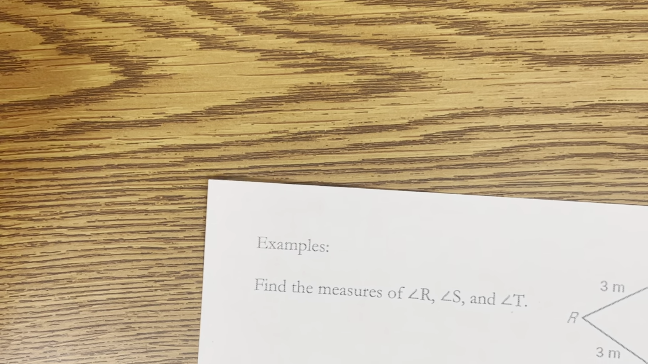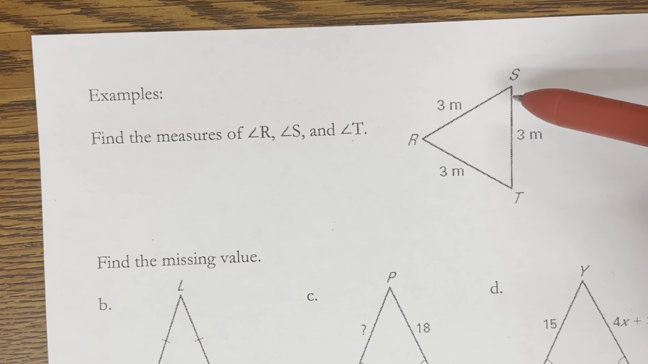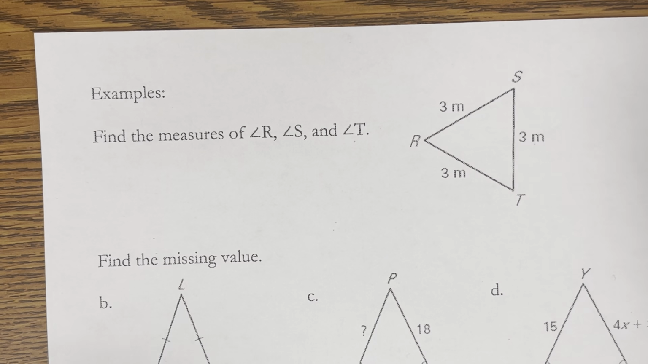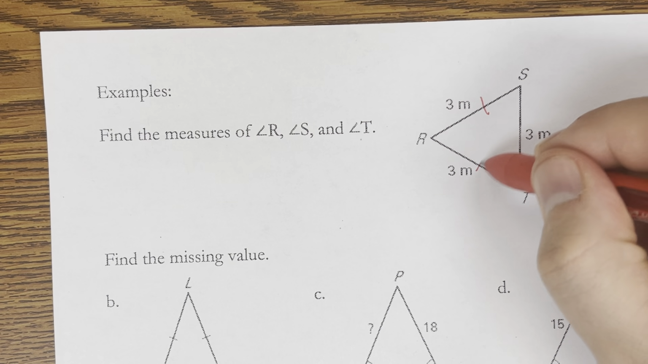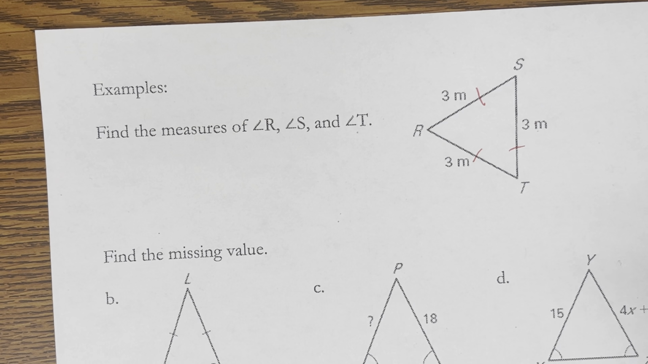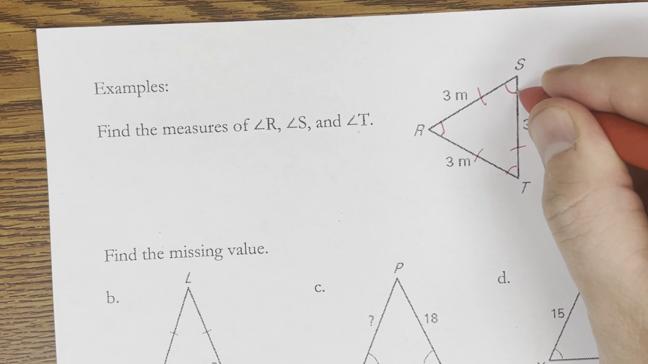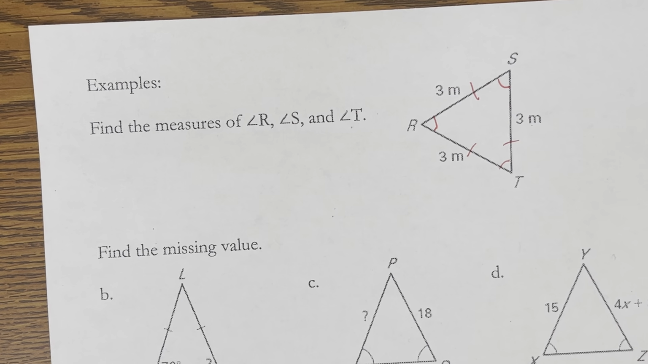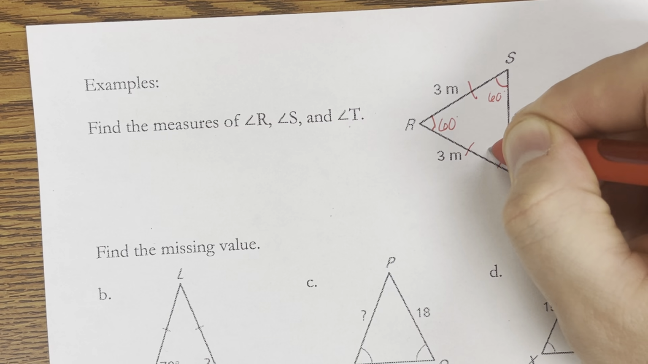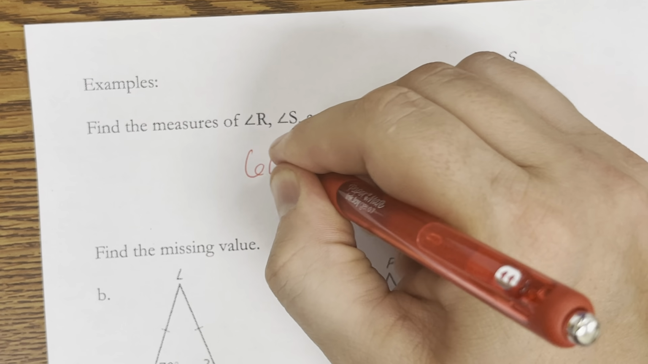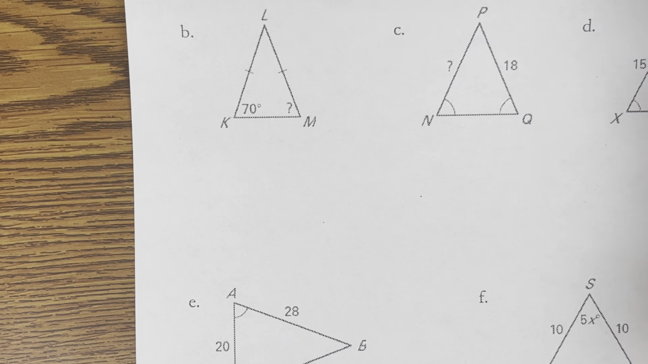A couple example problems. It says, find the measures of angle R, S, and T. So when I look at this triangle, it's kind of a tricky question. No angles are given. However, 3 meters, 3 meters, 3 meters, these are all the same size. Therefore, it's equilateral. If it's equilateral, that means it's equiangular. So all three angles are congruent. So each angle is how much? 180 divided by 3 is 60, 60, and 60. So they're all 60 degrees. Okay? Find the missing value.